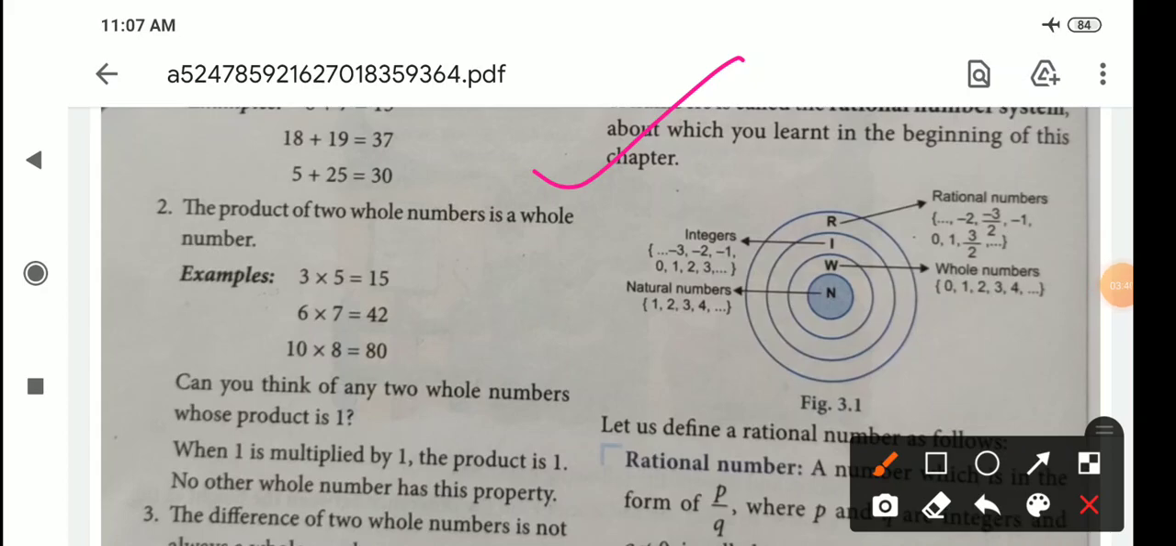So here you see one diagram is given. This first one is natural numbers, meaning 1, 2, 3, 4, etc. Then the next circle is whole numbers. Whole numbers means we just add 0 to the natural numbers. Then the next one is integers, meaning both positive and negative numbers included with whole numbers. Then the last one is rational numbers. Rational numbers means here we add the fraction part, which may be negative, may be positive.